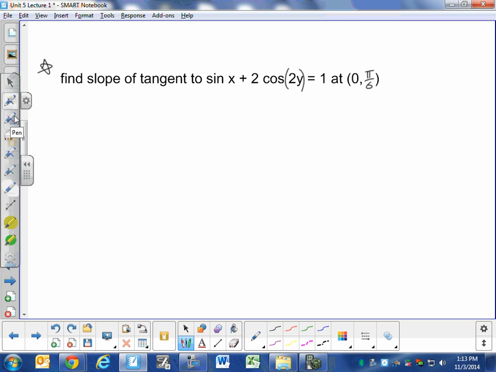Okay, and now, once we get our implicit derivative, we can plug in that point, (0, pi over 6), to find our slope of our tangent. So go ahead and do that. I'll do it, and we'll see if we get the same answers.